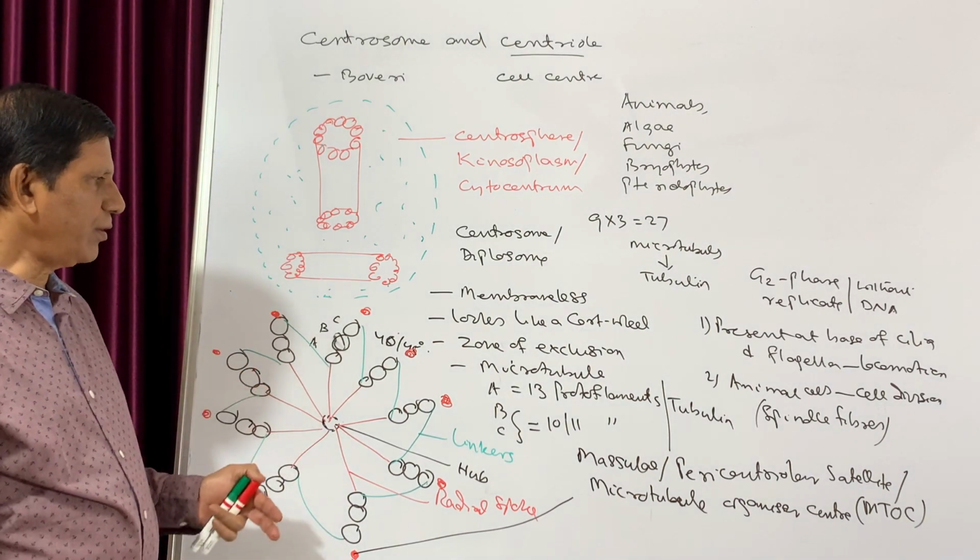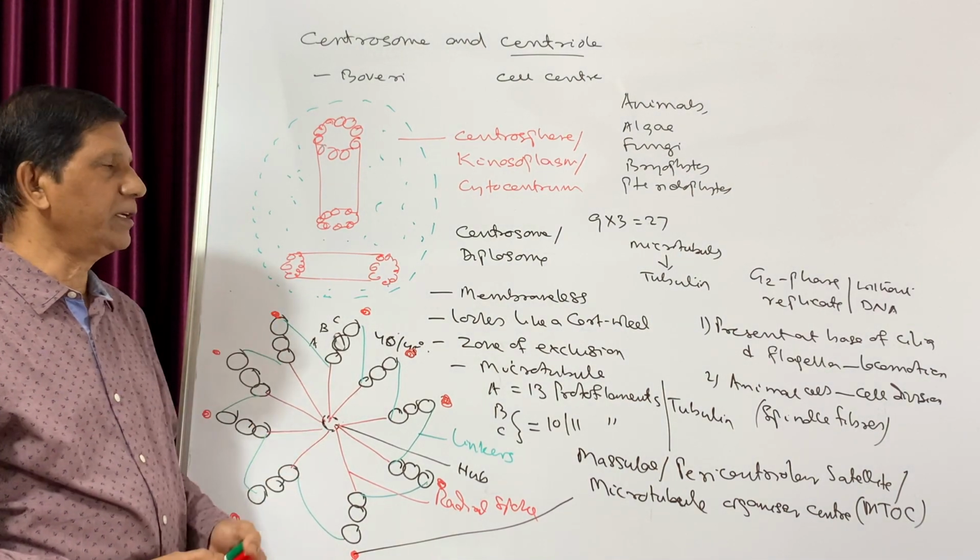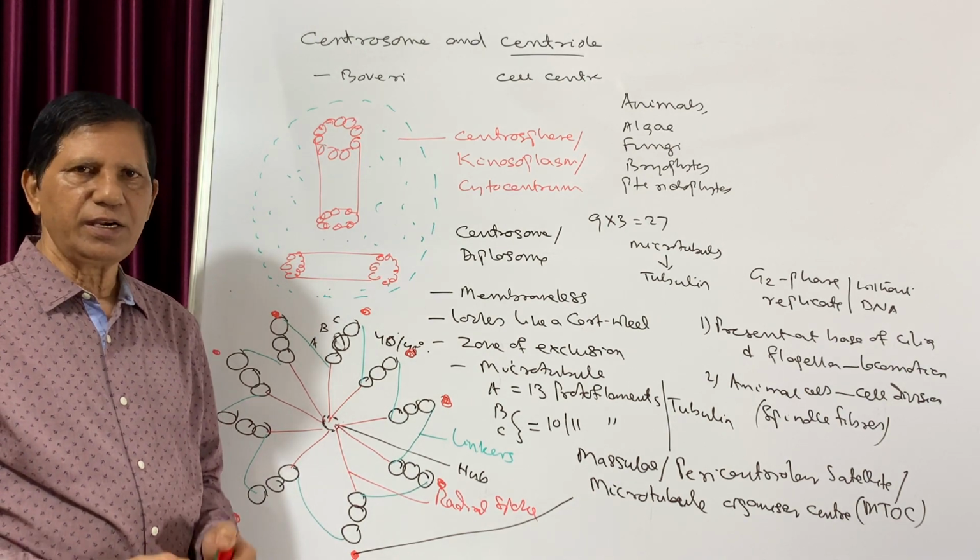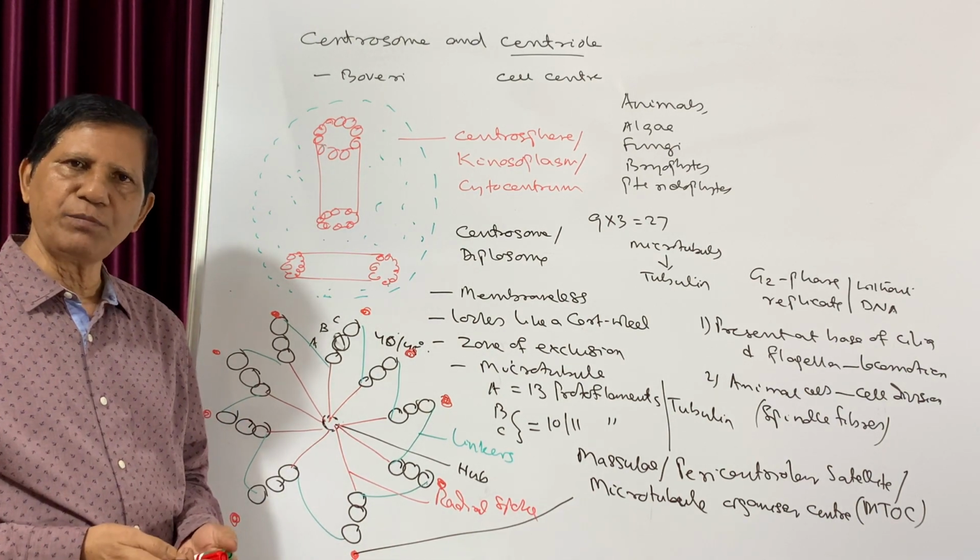So now you have a very clear understanding about this centrosome and centriole. It is present only in animal cells, absent in plant cells.